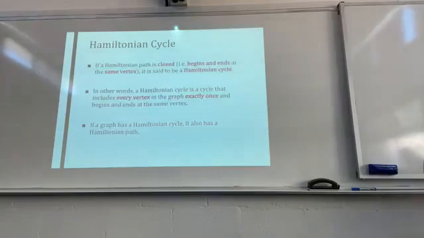So let's have a look at Hamiltonian. Let's start off with the Hamiltonian cycle. If a Hamiltonian path is closed, begins and ends at the same vertex, it is said to be a Hamiltonian cycle. In other words, a Hamiltonian cycle is a cycle that includes every vertex in the graph exactly once. The word exactly once is important, and it begins and ends at the same vertex. So if a graph has a Hamiltonian cycle, it also has a Hamiltonian path.